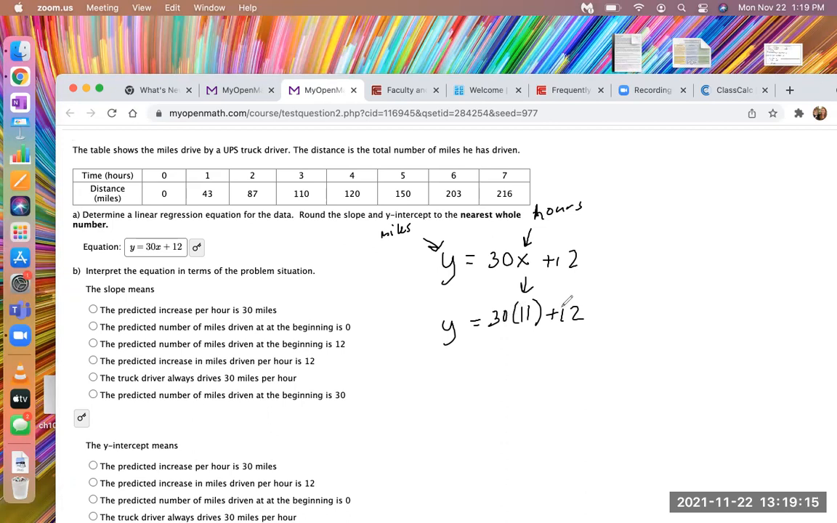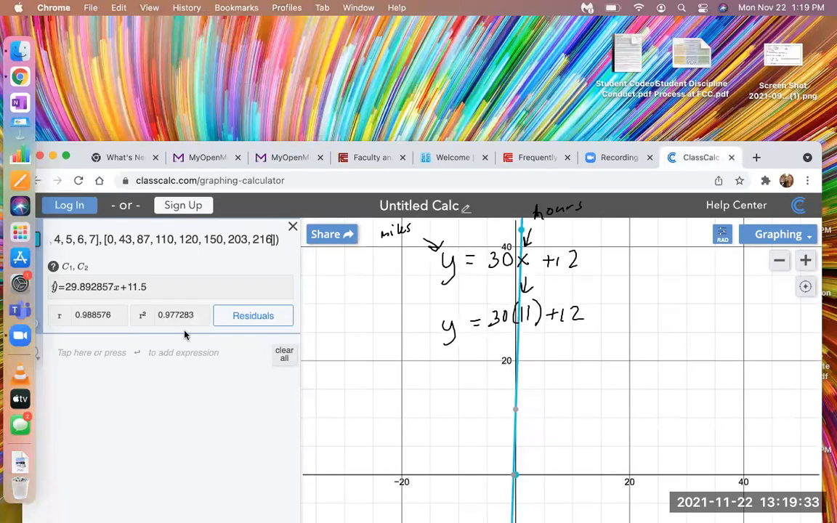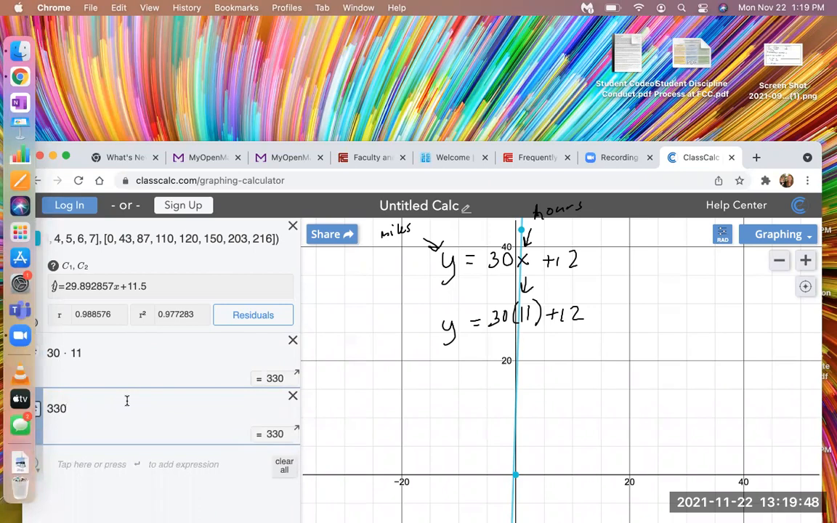So we use addition and multiplication, but we always do the multiplication first, and then we do the addition here. So then we just take our calculator. Back to our class calculator. So 30 times 11. Okay, that gives us 330, and then I'm just going to do 330 plus the 12. And there we go, 342.